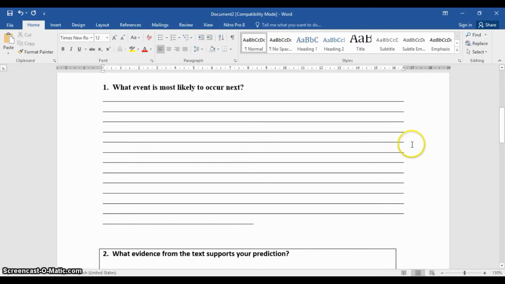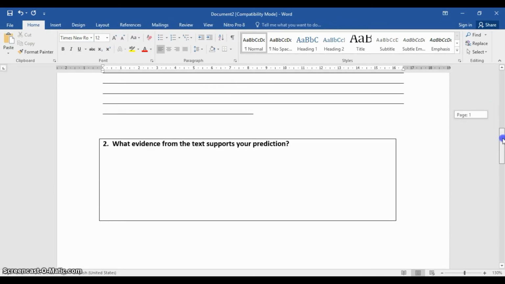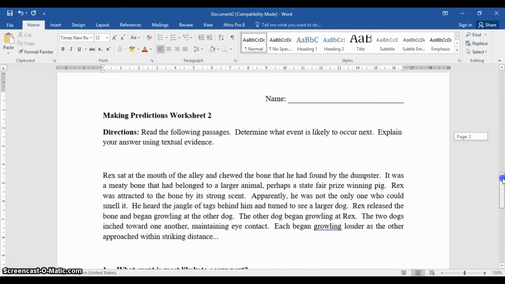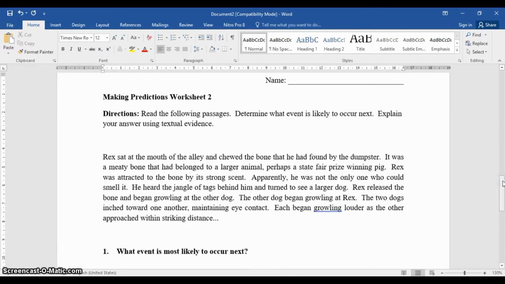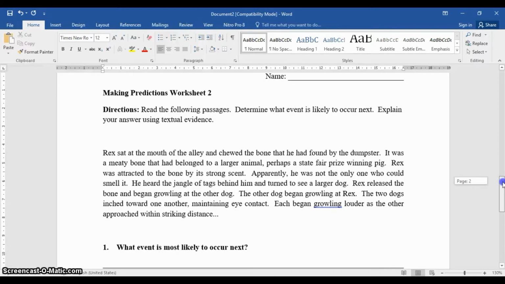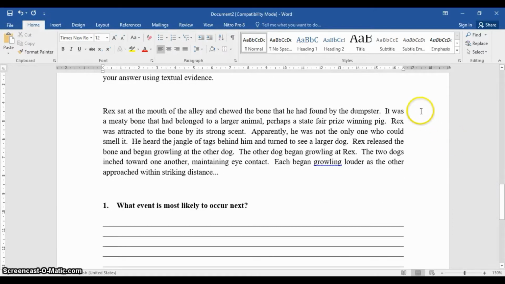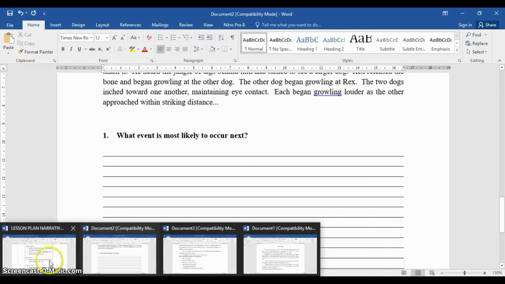And here is where they have to make the prediction. To make their prediction, they have to put the evidence from the text. It is the same as the first worksheet. This is the second worksheet, and this is the second text. Okay, I will continue the lesson plan.